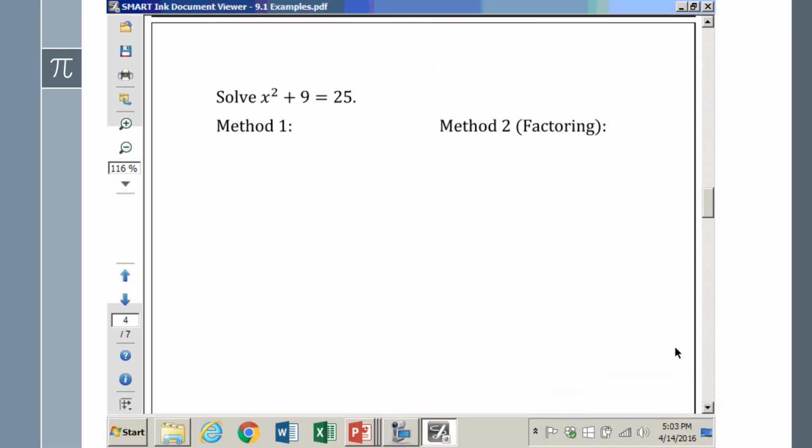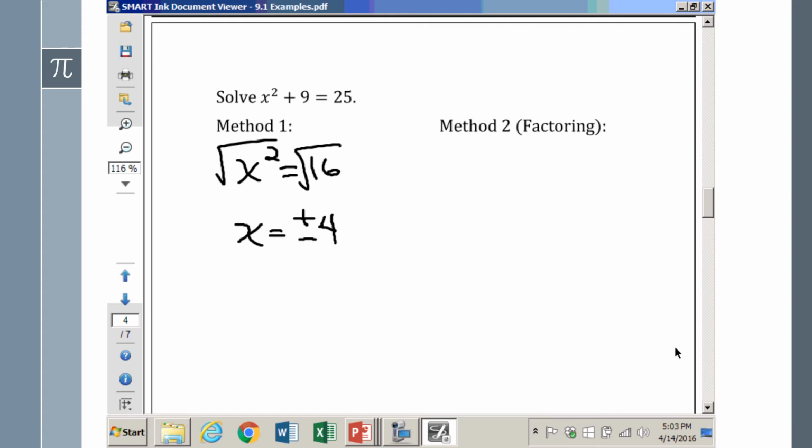All right, so now our next example, we're solving a quadratic. And there's two methods we can use. The first method is our good old SOS method of simplify, operate, simplify. So we're going to do that. We're going to subtract 9 from each side of the equation, and we end up with x squared is equal to 16. Now we're going to take the square root of each side of the equation, and we would end up with x is equal to both positive and negative 4.